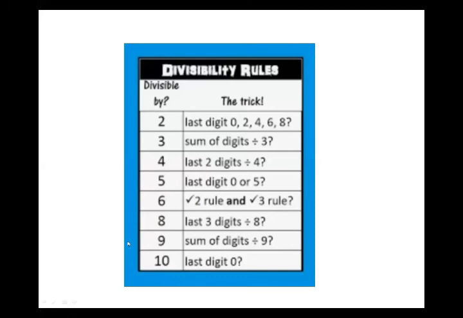For divisibility of 8, if the last three digits are divisible by 8, then we say that the actual number is also divisible by 8. For the divisibility of 9, similarly to 3, if the sum of the digits is divisible by 9, then the actual number is also divisible by 9. And for the divisibility of 10, if you have a 0 on the ones place, then the number is divisible by 10.